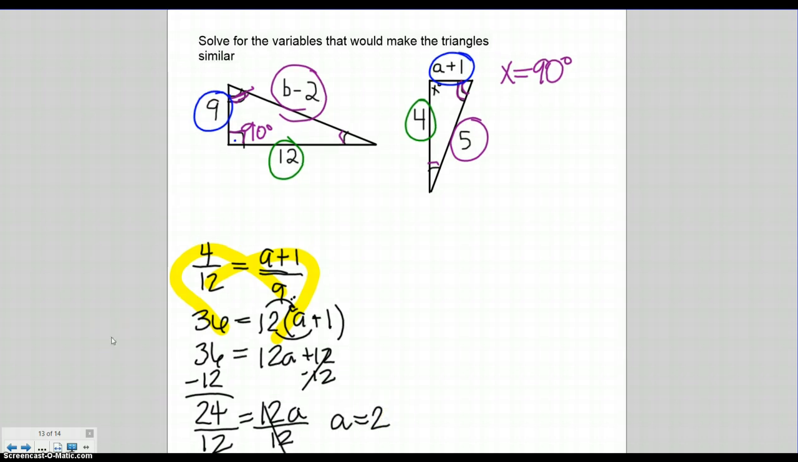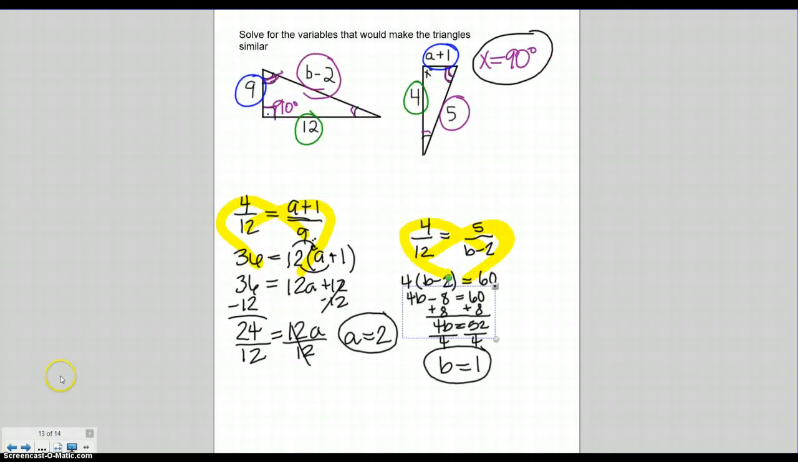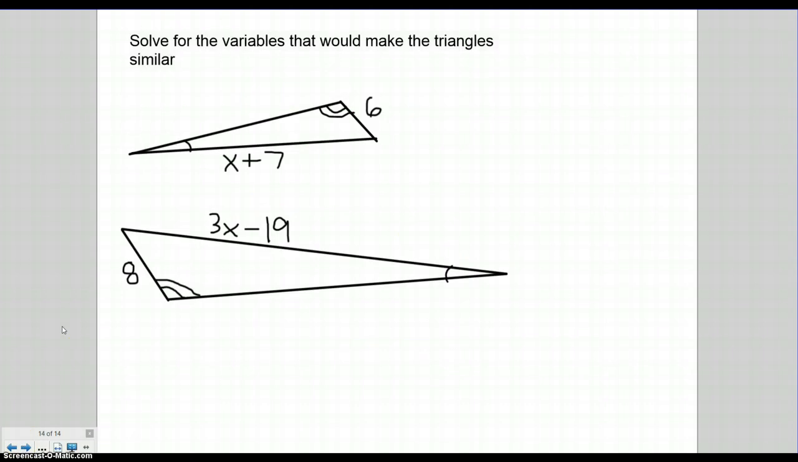At this point, I want you to pause the video and see if you can figure out b on your own. When you're ready, unpause and the answer will be shown to you. So b equals 1. Now attempt to solve this last problem on your own. Pause the video, work it out, and when you're ready to see the solution, unpause.